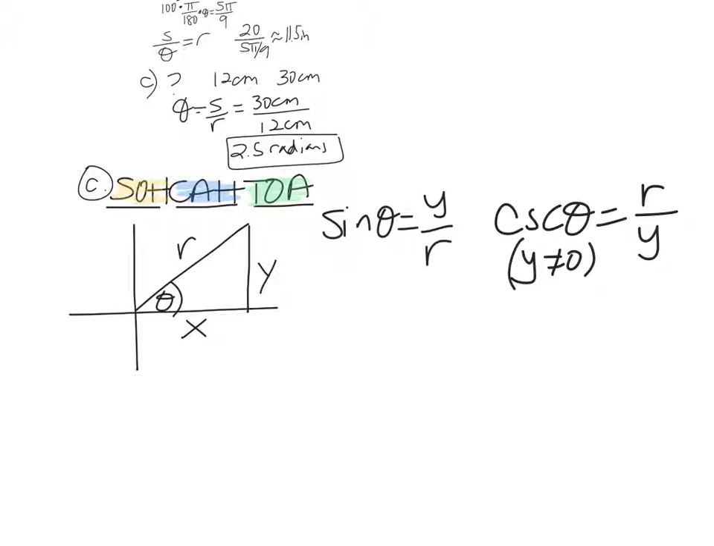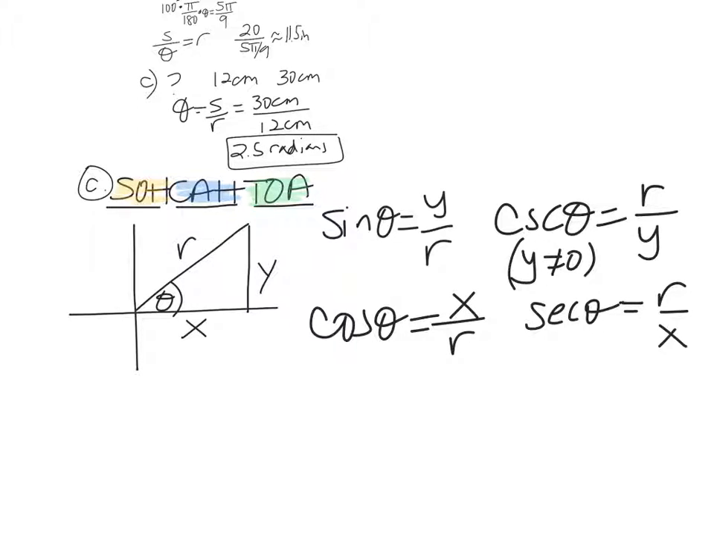All right, let's list them all. Here we go. Cosine of theta is adjacent over hypotenuse, x over r. And then its reciprocal function is the secant of theta, which is r over x, as long as x is not 0.